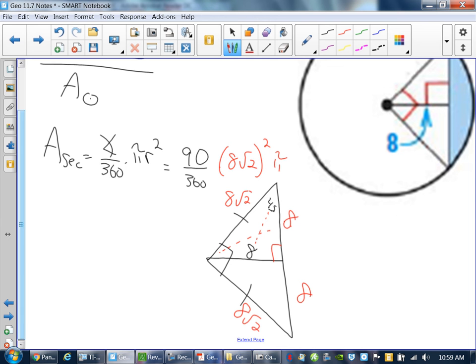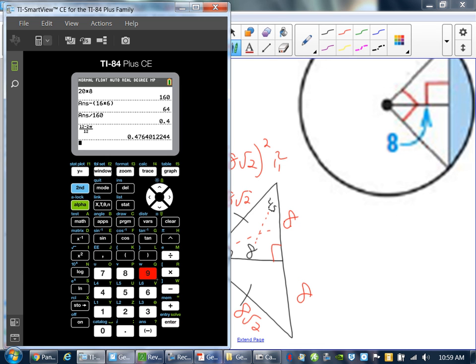Whenever you're typing in anything with a root and you have to square it, you need to put it in parentheses. Said it many times. So our sector, 90 over 360 times, parentheses, 8 root 2, squared. I get 32. Put a pi next to it. So the area of that sector is 32 pi.